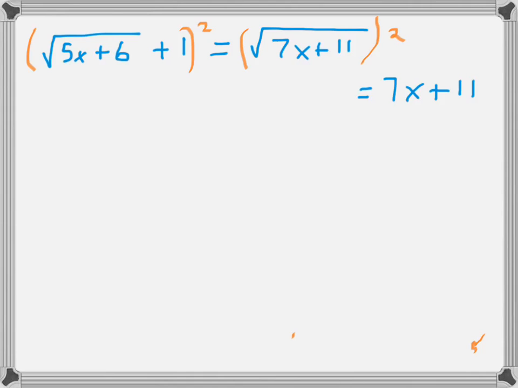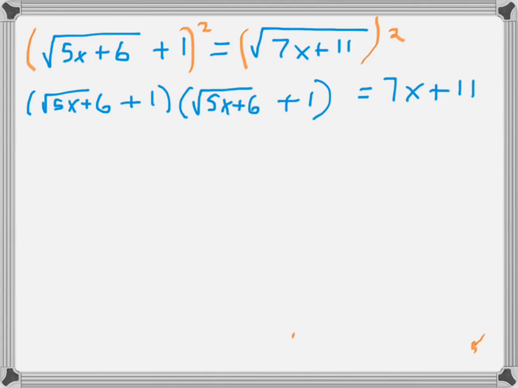But on the left side, remember, we have to use the distributive property, or what some of you like to call FOIL. So we're going to multiply out. It's going to end up being the square root of 5x plus 6 plus 1 times the square root of 5x plus 6 plus 1. And so when we multiply the left side of the equation together, we're going to get 5x plus 6, because the two radicals will undo each other.